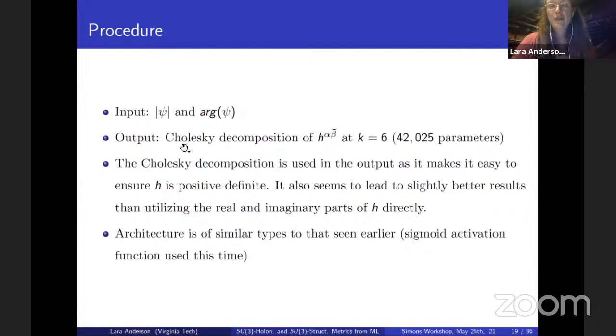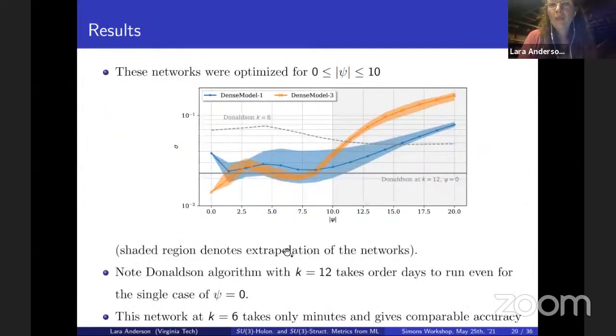And in this case, it turns out to be convenient to use the Cholesky decomposition of this guy. This is in terms of triangular matrices, block triangular matrices and their Hermitian conjugates. This decomposition is used in the output as it makes it easy to ensure that this is a positive definite metric. It also leads to slightly better results than utilizing just the real and imaginary parts of this matrix directly. And the architecture of the neural network we used was very similar to what I outlined earlier, this time sigmoid activation functions, but otherwise similar in spirit.